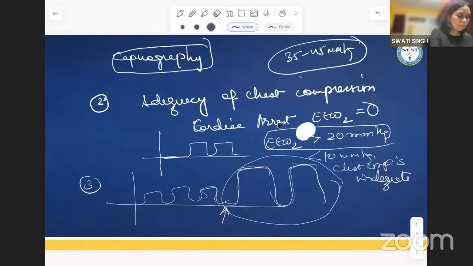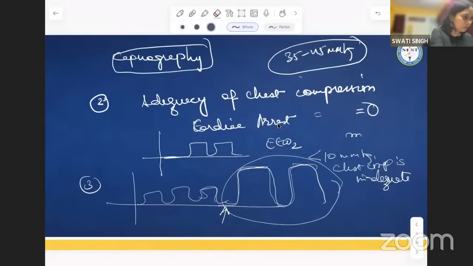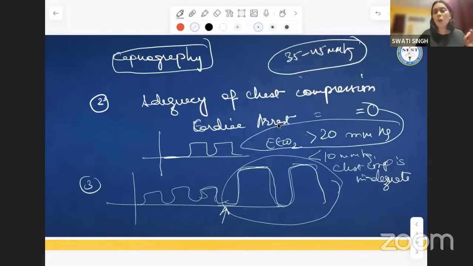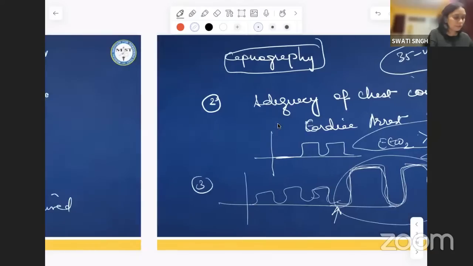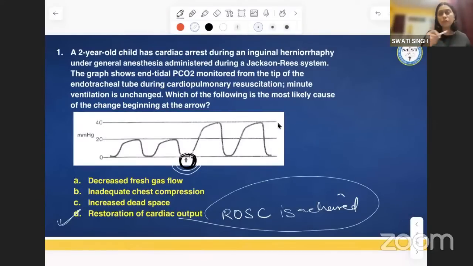The answer is it should be above 20 mm of Hg. So EtCO2 above 20 mm of Hg should be the value for adequate chest compression. This is the first question if a new question is asked. And the second new question I gave: if normal EtCO2, 35 to 45, is achieved, what does it mean? It means the patient's own cardiac output has returned. This means return of spontaneous circulation. So this is one possible new question which can be asked.